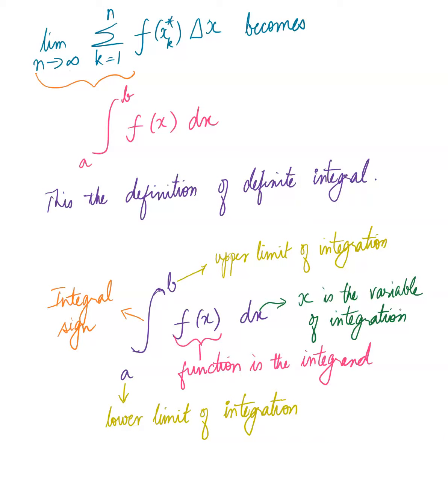We have kind of evolved, just like how in derivatives, the limit of the difference quotient took on a new notation, either the prime notation or the dy over dx notation. Likewise, we now have the integral as the new notation for the limit of the Riemann sum.